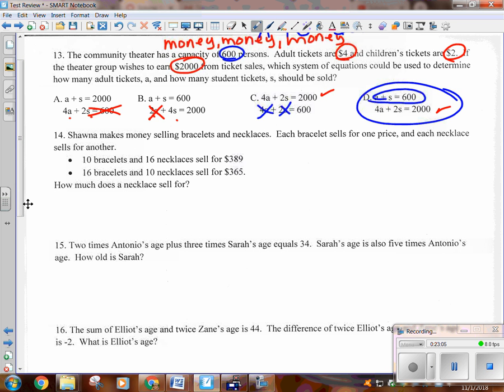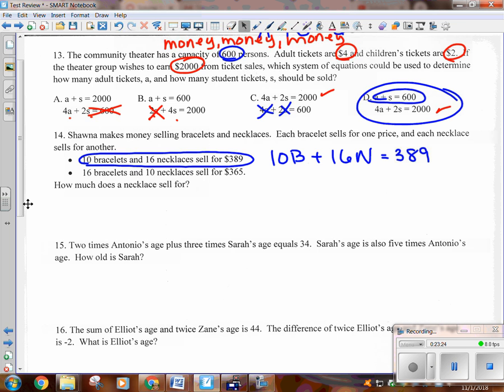All right, number 14. Shauna makes money selling bracelets and necklaces. Each bracelet sells for one price, each necklace for another. I'm going to use one sentence to write the first equation. 10 bracelets, 16 necklaces, $389. The second sentence, second equation: 16 bracelets, 10 necklaces, $365.